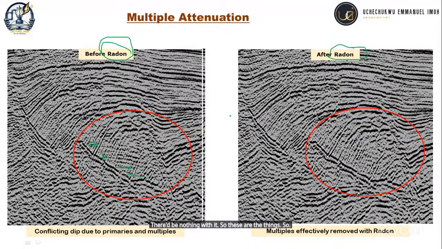So why do I bring this up? During interpretation, if the processing is not properly done, you are at risk as an interpreter, because you will be looking at data with multiples. You'll think they are events and go and map them as geologic events. But in reality, they are not geologic events. I don't know if that makes sense to you now.